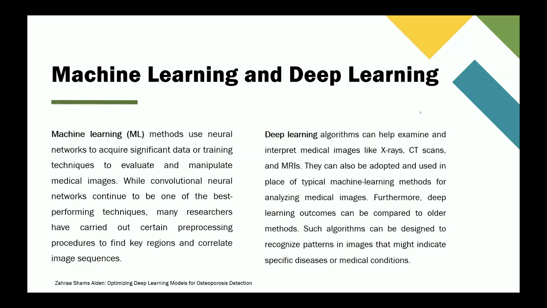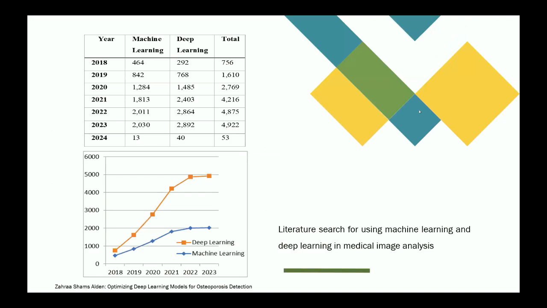CT scans. The outcome can be compared to other models and other methods, and they have higher accuracy. Such algorithms can be designed to recognize patterns in images that might indicate specific diseases or medical conditions.